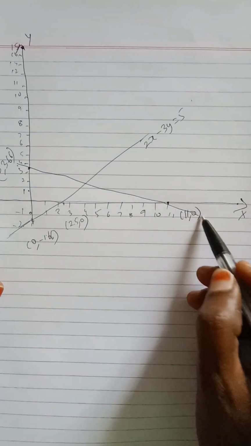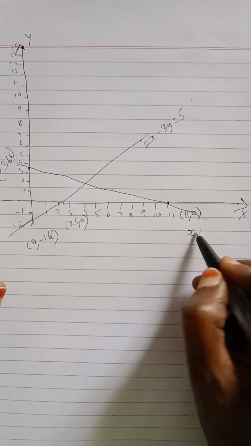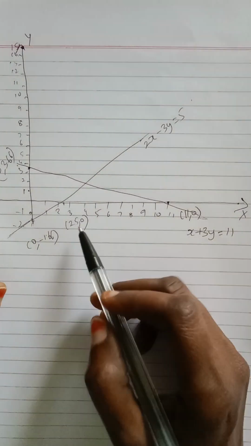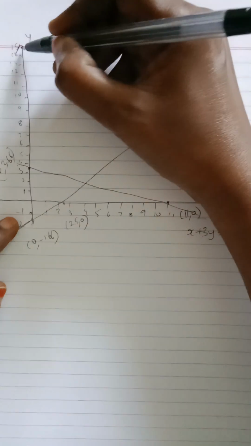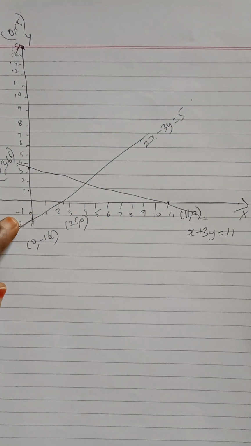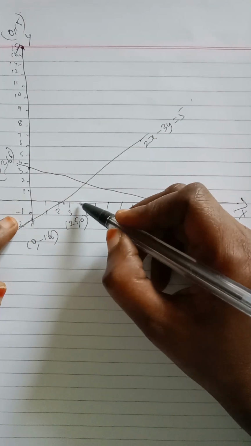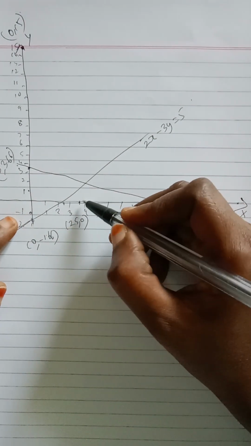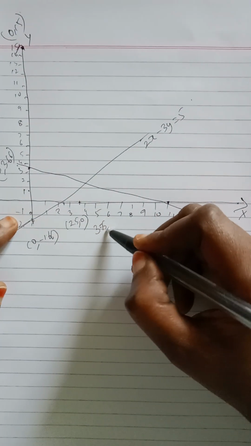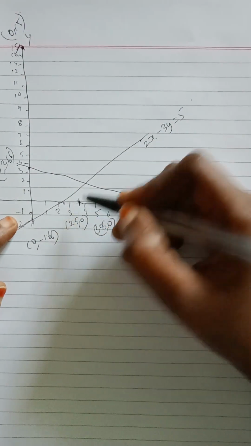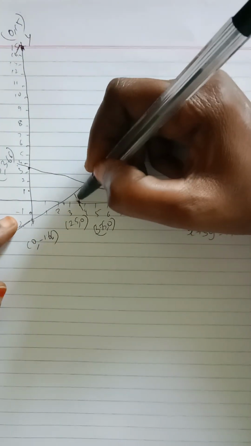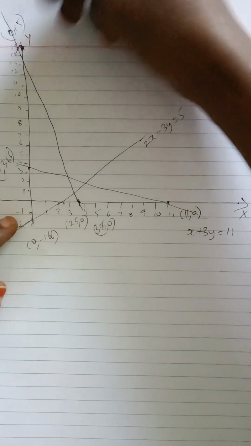Okay, so what is this line? This line is x plus 3y equal to 11. Next 0 and 15. So x is 0, y is 15. So this is the 0, 15 point, and 3.75 and 0. This one is 3.75. So 3.75 and 0 will be here.